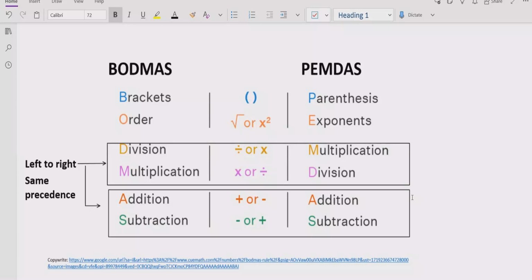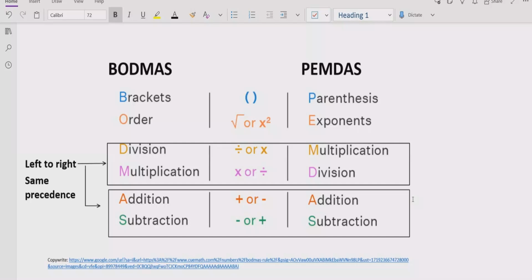So according to the rule, if you have any bracket in your expression, step number one is that first you have to solve all brackets. After that, you have to see the exponent part in your expression and solve that part after the bracket. After that, step number three, you have to go left to right in your expression and find division and multiplication. If division comes first, you have to solve the division first. And if multiplication comes first, you have to solve the multiplication first.